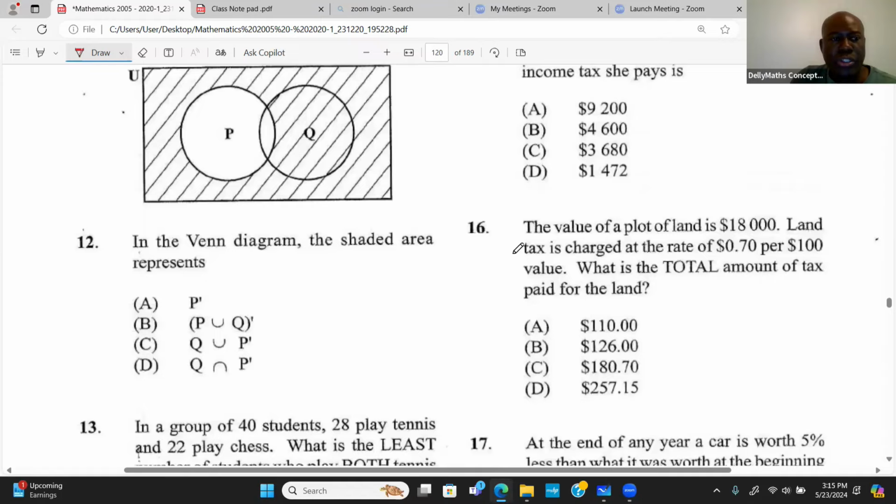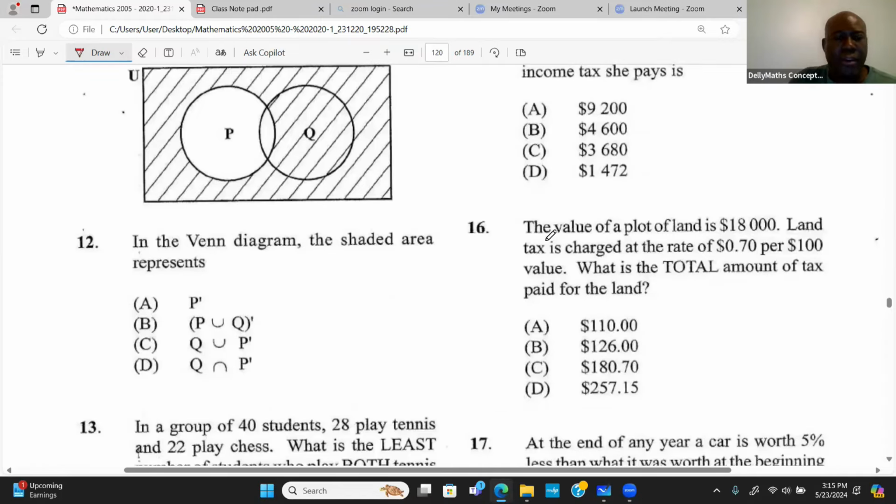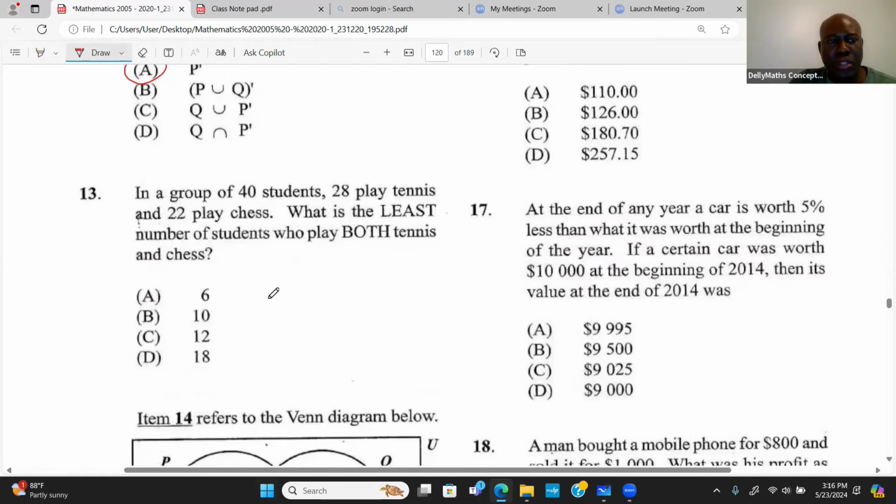All right, let's go to number 12. Now it says in the Venn diagram, the shaded, as you can see, everything is shaded except P, which means that we're dealing with the complement of P. The complement refers to everything outside of the set that you're referring to. As you could see, they did not shade P itself. So P was left untouched, which means that what was shaded would have been the complement of P.